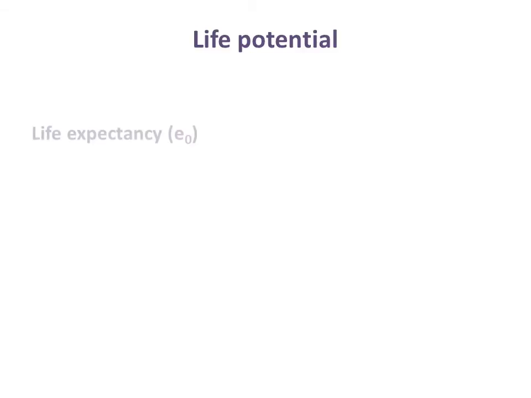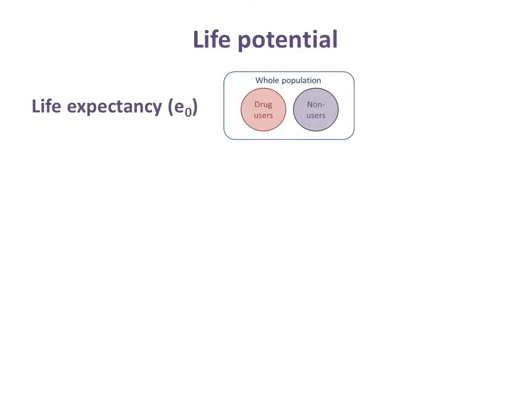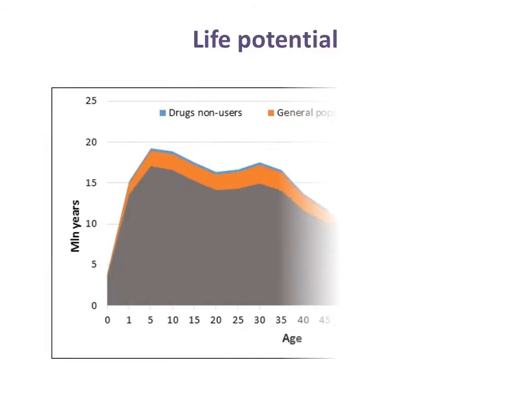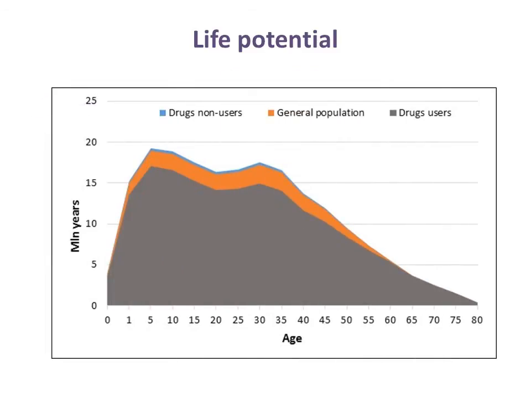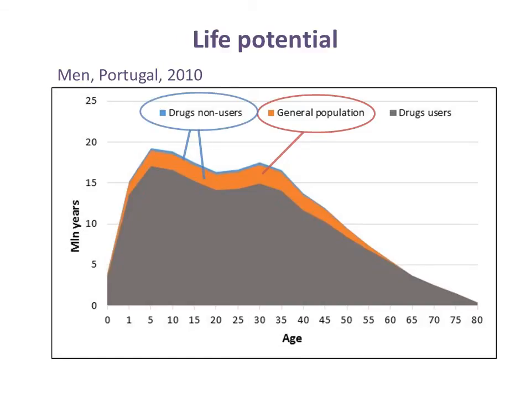Starting with the life expectancy calculations described previously, the life potential for the drug-using and non-drug-using populations can be plotted across the lifespan, as in this graph, which shows the data for men in Portugal in 2010. The loss of the life potential due to drug use can be seen clearly. It is the orange area in comparison to the general population, and the orange added to the blue area in comparison to the non-user population.